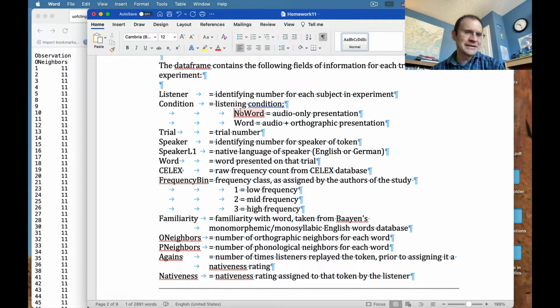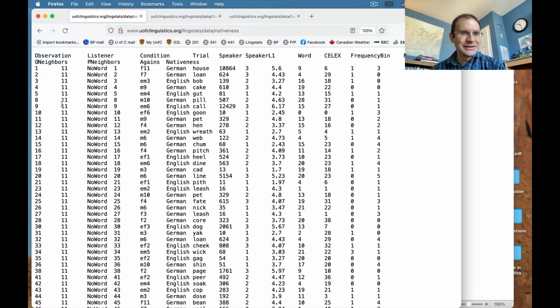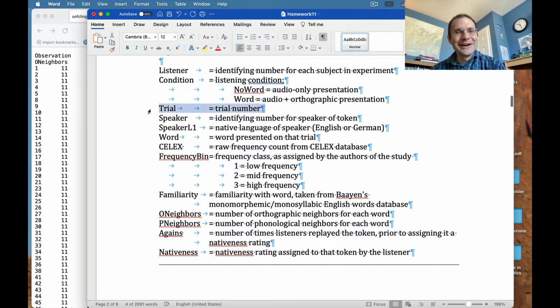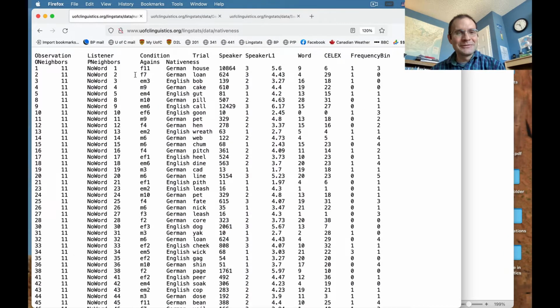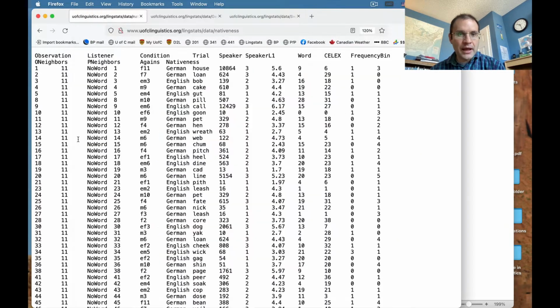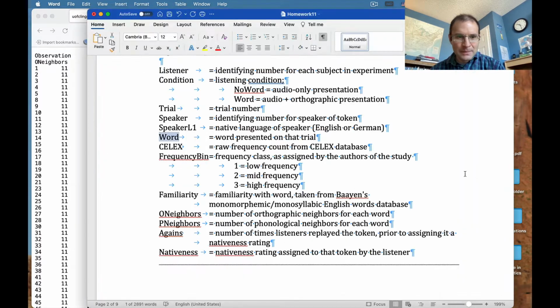And maybe this isn't the best set of labels to use here, but it's the one we got. So deal with it, as my best friend used to say in high school. All right, so trial is the trial number, just in order for each subject. Speaker is just a number for each speaker that they're hearing. Then also the native language of the speaker is speaker L1. The word presented on that trial, like house or loan or Bob and so forth. These are the different native languages of the speakers.